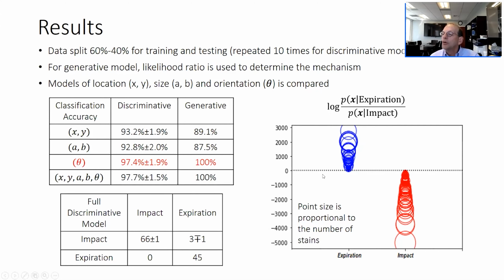The right-hand side shows you the likelihood ratios. In one of the earlier talks today, there was some talk about calibration. You can see these are not terribly well calibrated because the likelihood ratios, and these are log likelihood ratios, are enormous. But you can see they generally do a good job of distinguishing impact patterns from expiration patterns. And where they have trouble is where there are a smaller number of stains.